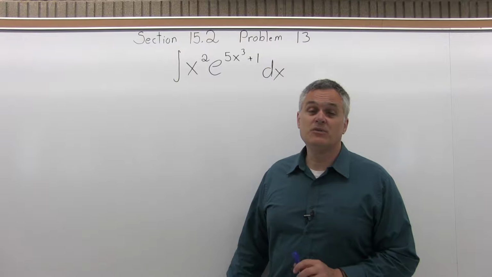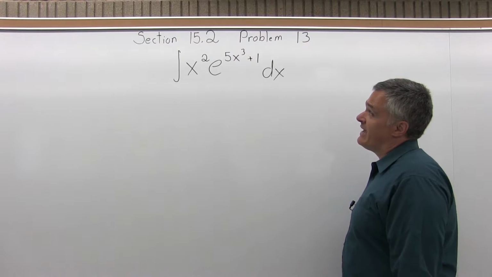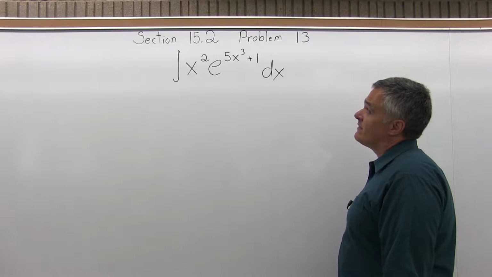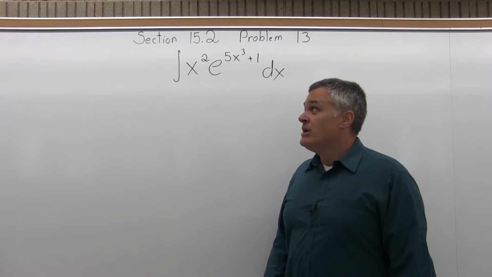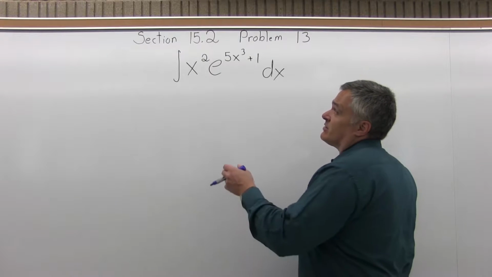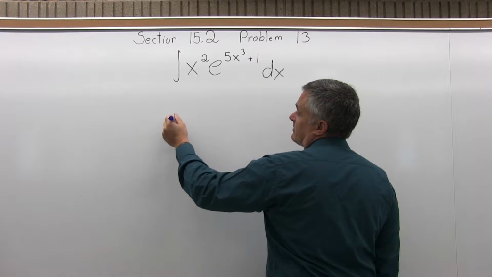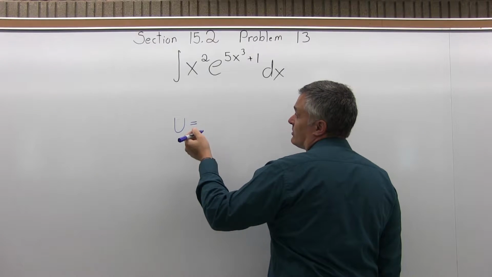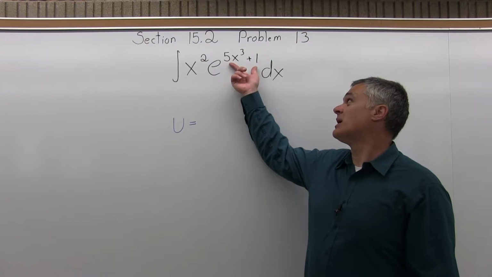This is Section 15.2, problem number 13. We want to find the integral of x squared e to the 5x cubed plus 1 dx. So this is something you really need the substitution method for. To do the substitution method, the first thing I'm going to do is choose a value for u. There's really only one thing that fits for u, which is the power of e.